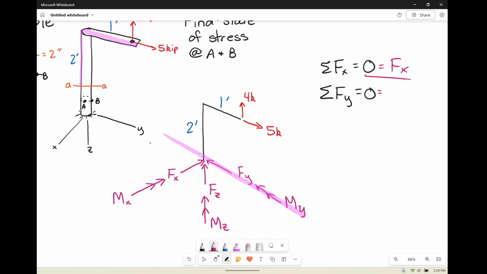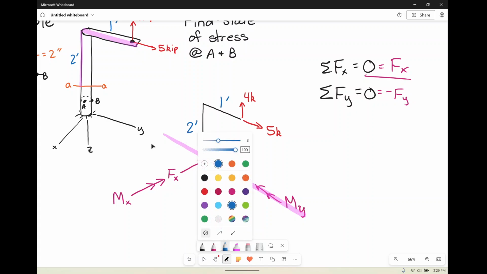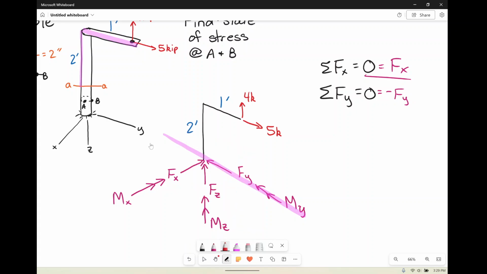We have negative force in the y, and then we also had a positive 5 kips, depending on which way we took positive, so we'll just draw it. I'm taking this way to be positive. Force X, I'm taking that way to be positive. It's always good to label which direction is positive. So then we're going to get that force Y is equal to, of course, 5 kips.